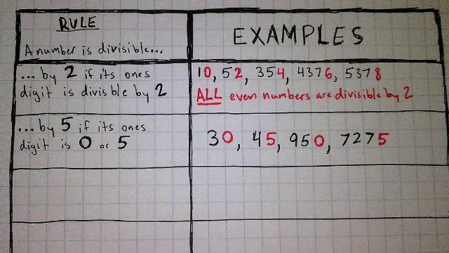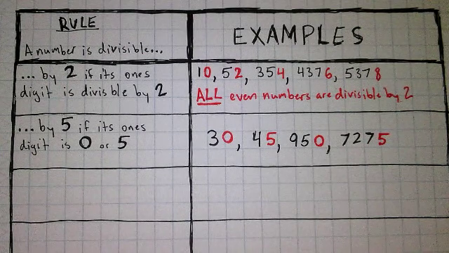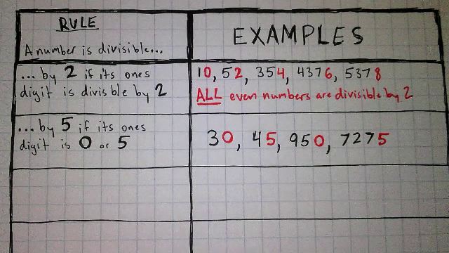Your last digit is the one that'll tell you if it's divisible by 2, if it's divisible by 5, or if it's divisible by 10, which we're going to talk about next in just a second, but I'll let you get these written in first, okay?